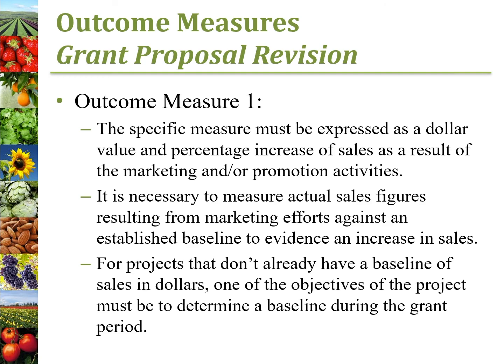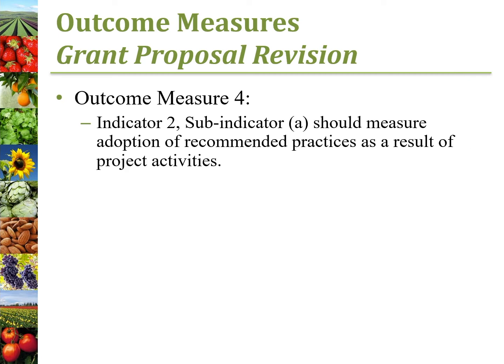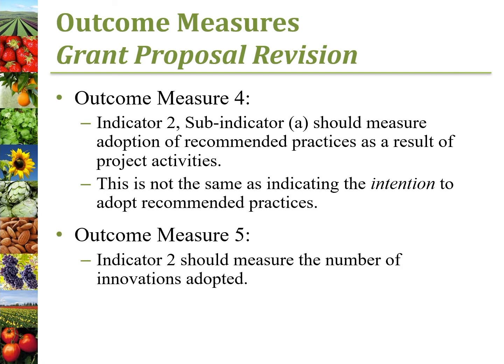It's necessary to measure actual sales figures resulting from marketing efforts against an established baseline to evidence an increase in sales. And for projects that don't already have a baseline of sales in dollars, one of the objectives of the project must be to determine a baseline during the grant period. For outcome measure 4, Indicator 2, sub-indicator A, should measure adoption of the recommended practices as a result of the project activities. Please note this does not mean indicating the intention to adopt the recommended practices, but rather the outcome measure requires the measure of adoption of the recommended practices.